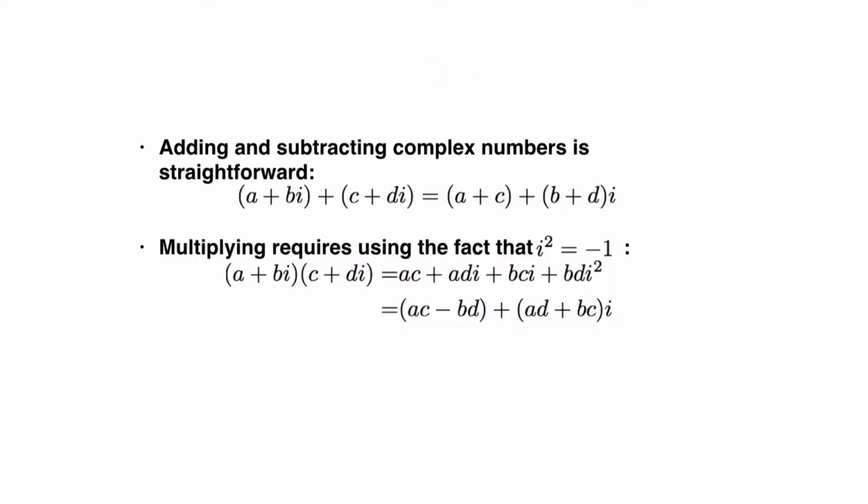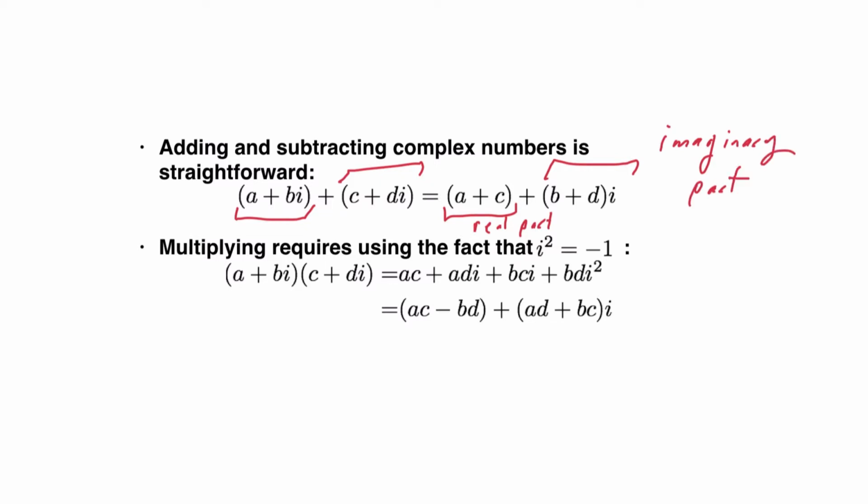So in general, if I have something like a plus bi, which is one complex number, and I'm adding c plus di, I just add the real parts and I add the imaginary parts. So this is not too bad.